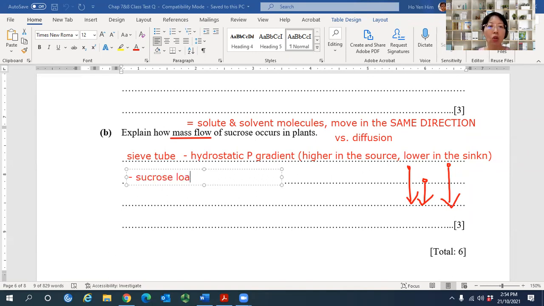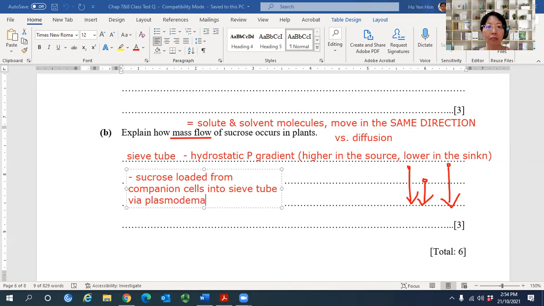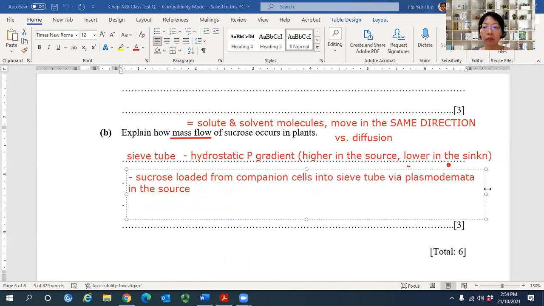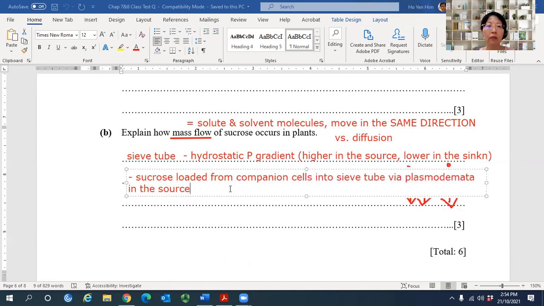sucrose being loaded from the companion cell into the sieve tube via plasmodesmata in the source. So this is a crystal clear answer, right? Sucrose is being loaded from companion cells into the sieve tubes through plasmodesmata in the source. Okay, so this loading will result in the next thing.